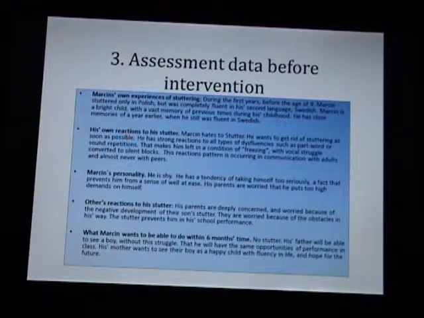Others' reactions to his stutter. His parents are deeply concerned and worried because of the negative development of their son's stutter. They are worried because of the obstacles in his way. The stutter hinders his school performance. What Martin wants to be able to do within 6 months' time: no stutter. His father wants to see a boy without this struggle, who will have the same opportunities of performance in class. His mother wants to see their boy as a happy child with fluency in life and hope for the future.